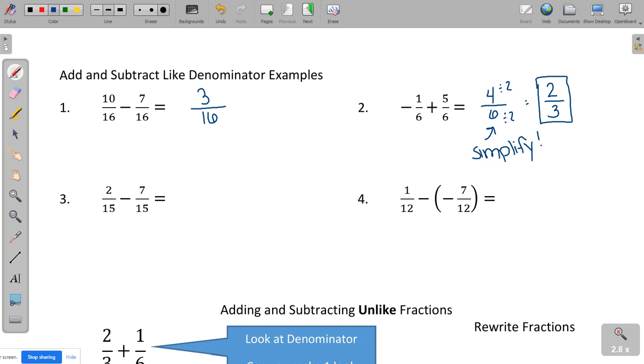Let's look at number 3. We have 2/15 minus 7/15. So we are going to subtract. 2 minus 7 is -5. And we keep the denominator of 15. Can we simplify this? What number divides into -5 and 15 evenly? That would be 5. So we get -1/3.